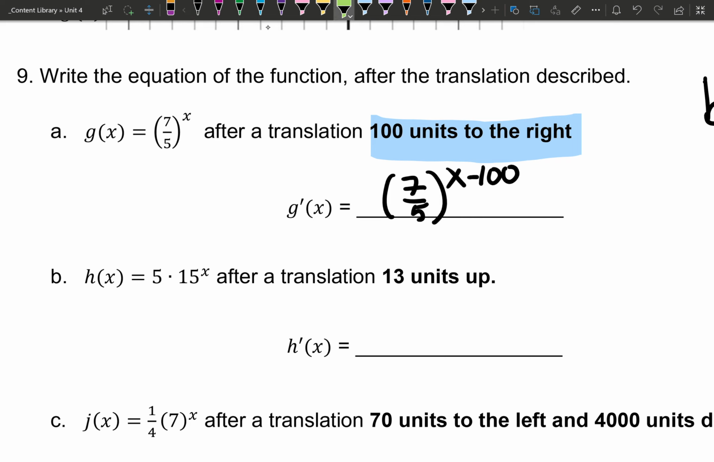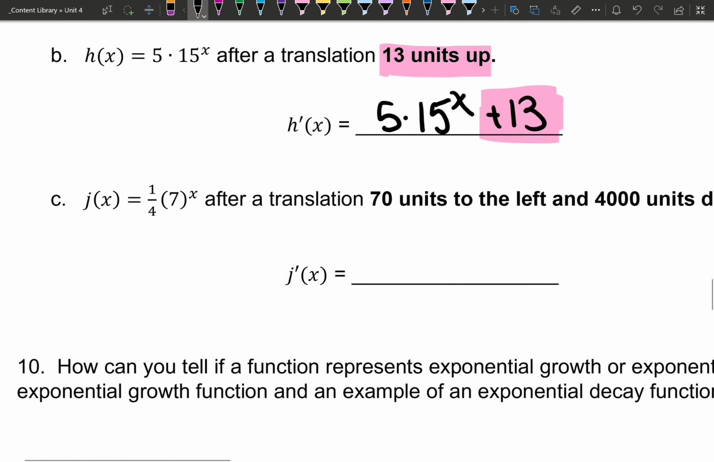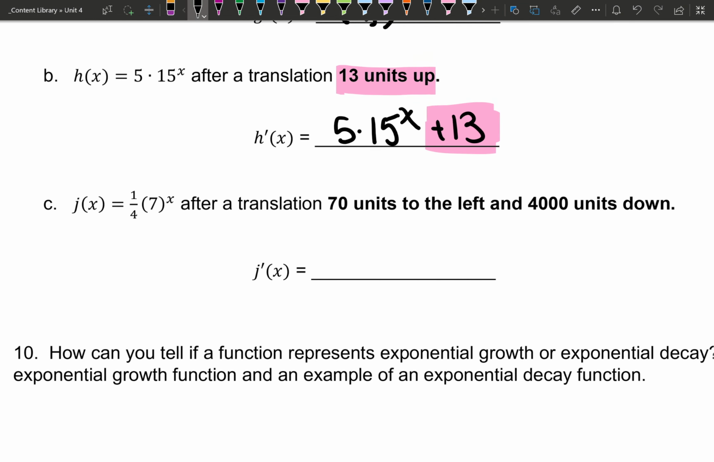7/5 to the power of x. Then to move to the right, we're going to subtract 100 in the exponent. For letter B, we're going to translate it 13 units up. All right, so we'll rewrite the parent function. 13 units up is adding on the outside.